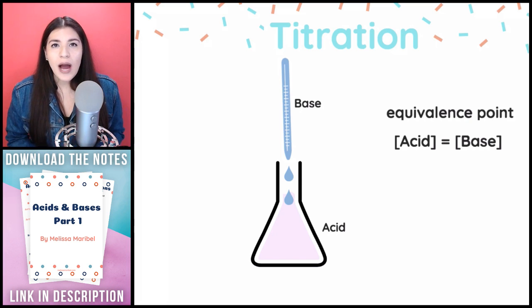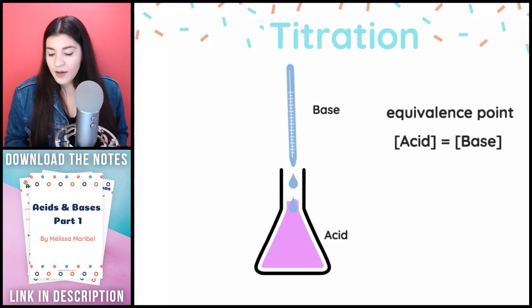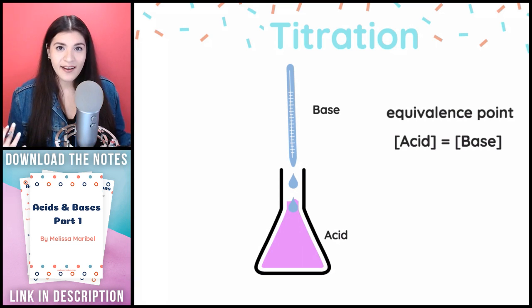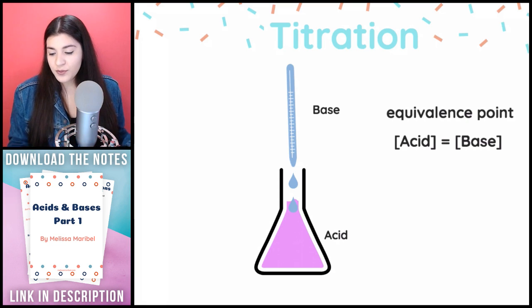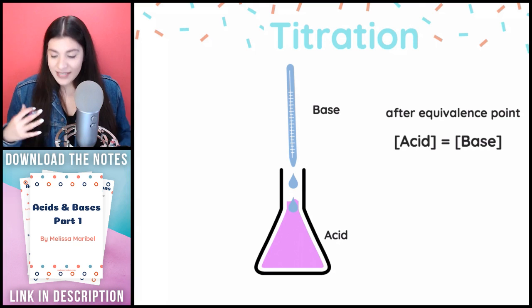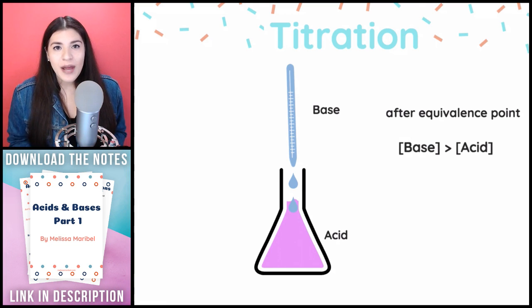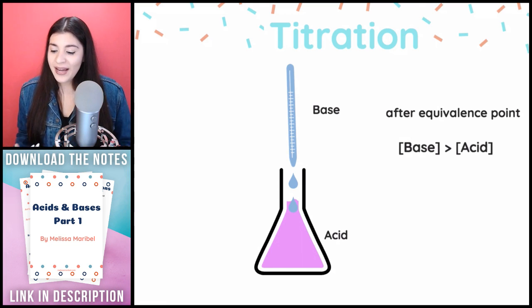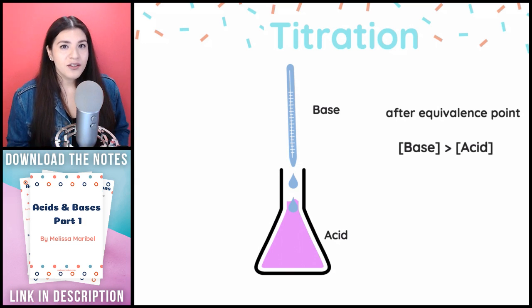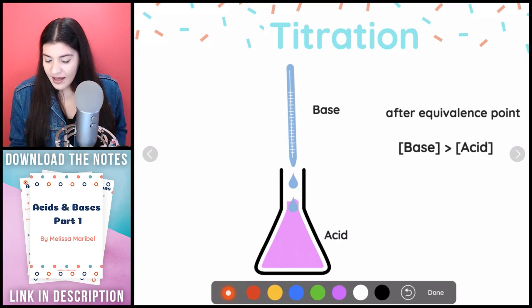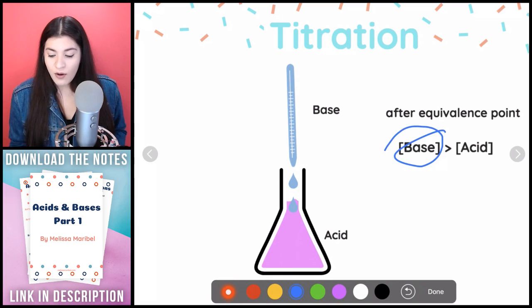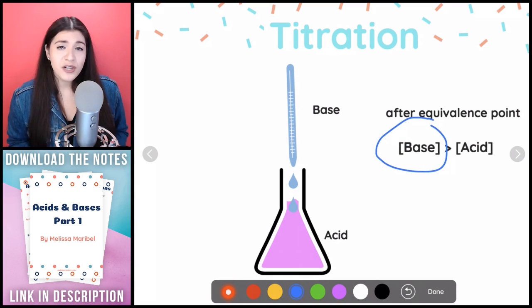So let's say you added too much base, right? Then what would happen is you'd have this really bright, darkish pink. And that means you added too much base. So it's past the equivalence point now. So instead, now it's after the equivalence point. And essentially what we have is our concentration of our base is now greater than the concentration of our acid. Actually, I would even say that it's just our base right now. So all we would have is the concentration of our base because we added so much of it.